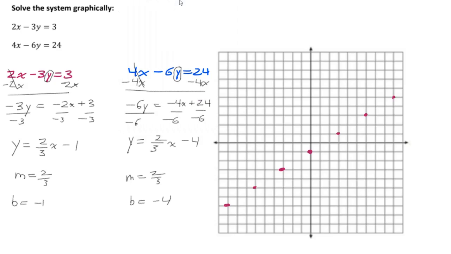Second one, my y-intercept is negative 4. 1, 2, 3, negative 4 is here. Slope again is up 2 to the right 3. Up 2 to the right 3. And then backwards, down 2 and to the left 3. Alright, so now that they're both graphed, I'm going to label my blue one with the original equation. I'm going to label that magenta one with its original equation as well.